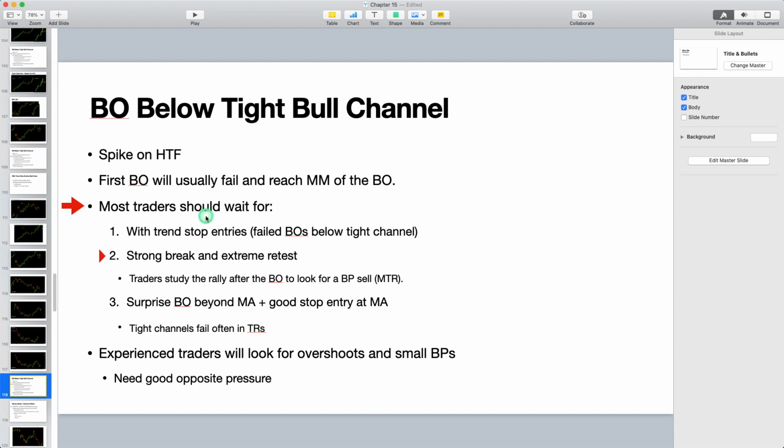Now, the next thing that most traders should wait for is a strong break and extreme retest. So we talked about how trend traders are going to look for a strong break and trade with trend, looking for a test of the extreme. The rule for Al is that you should only be trading counter trend once you get that strong breakout and a test of the extreme that looks weak. So traders will study the rally after the breakout to look for a breakout pullback sell, major trend reversal.